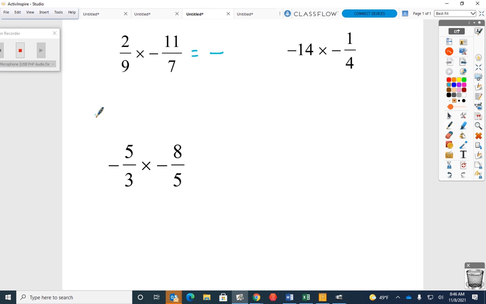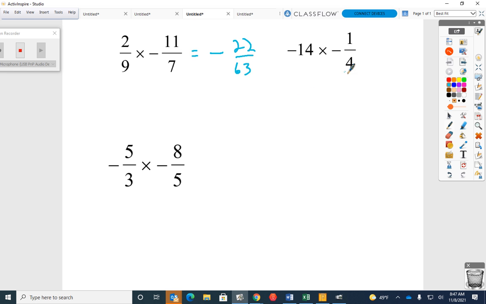So what is my next thing to do? Multiply, right? And you go straight across. What's 2 times 11? 22. What's 9 times 7? 63. Okay. Can I simplify this? No, I cannot. So is this my simplified answer on this one? Yes, it is. They have to have a number that goes into both of them, other than 1. Okay. So let's look at this one.